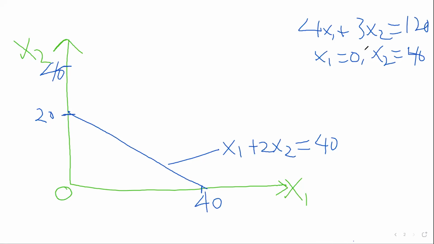And now we go to the second one. Now, in the second situation, what if x2 is rather 0? If x2 is 0, x1 will be what? You can tell us. If x2 is 0, what will be x1?